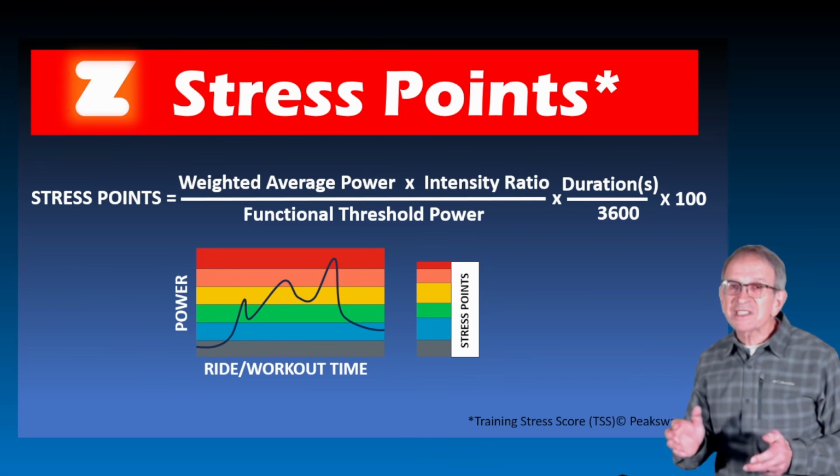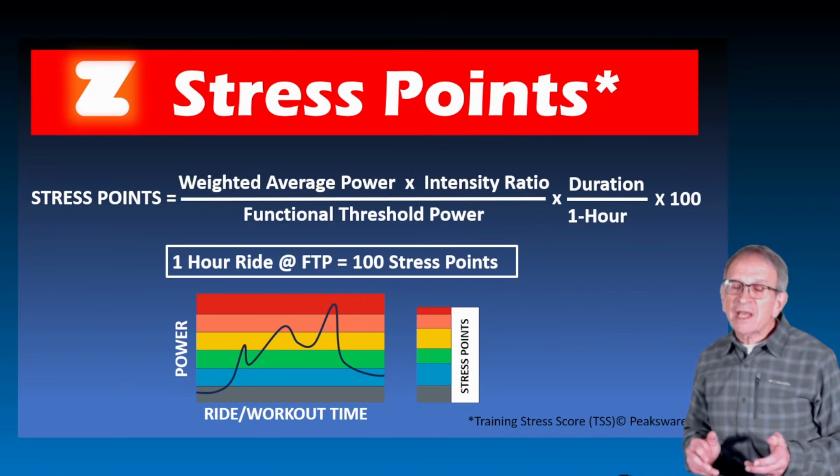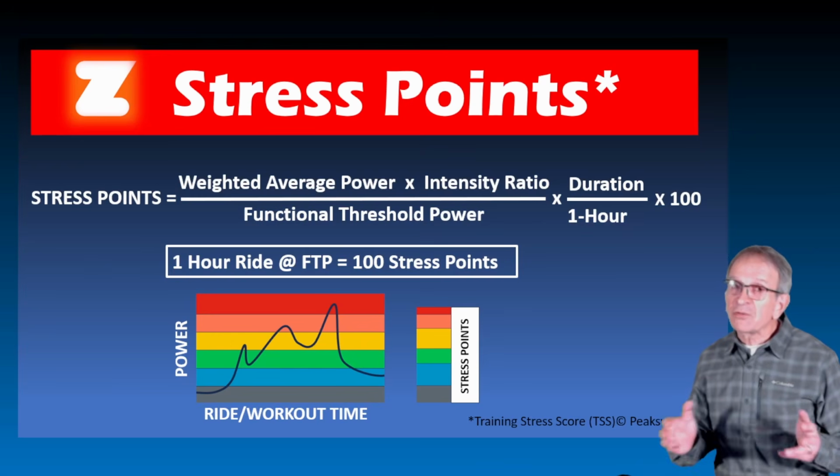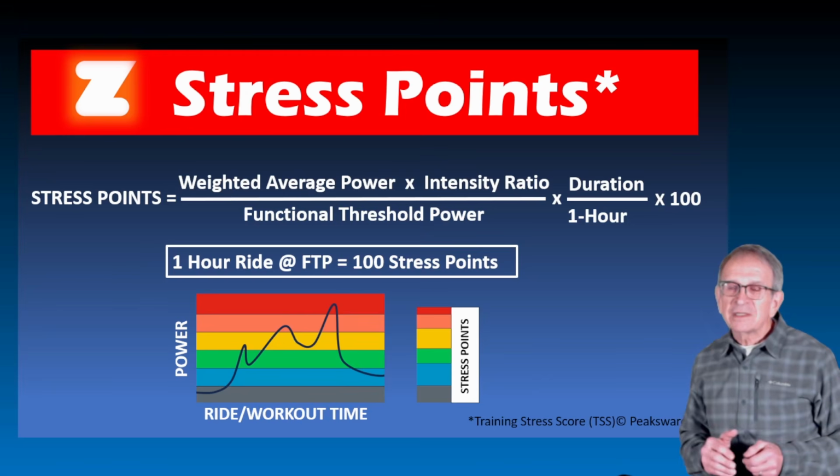And remember, the 3,600 is the number of seconds in an hour. And that will give you the result of Zwift's stress points, otherwise known as TSS, Training Stress Score. First, let's take note that a 1 hour ride at your FTP for the full hour would give you 100 stress points. Take that as a point of reference.